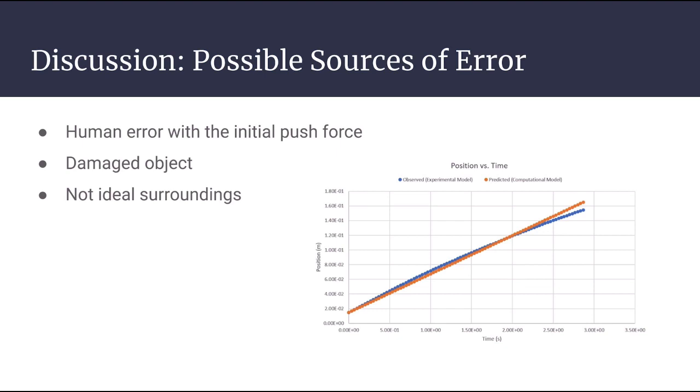With human error, I could have pushed the cart too hard, causing an inconsistent velocity. If you look at the graph, you can see how the observed position is briefly above the predicted position. This could be because the initial push caused the cart to accelerate instead of being at constant velocity. There could have also been issues with the system itself. The cart could have damaged wheels and may have caused it to slow down. Similarly, the cart's surroundings may not have been ideal. The track it was traveling on could have had some inconsistencies like bumps or dents affecting the cart's motion.